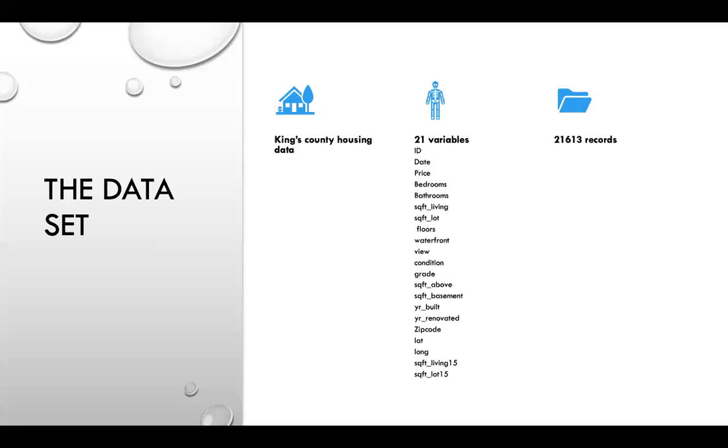Year built was when the house was built. Year renovated was the last time the house was renovated. Zip code was the zip code of the house. Latitude and longitude were the location coordinates for the house. And then square foot living 15 and square foot lot 15 are basically the average square footage of the nearest 15 neighbors. So that's about it for the data.